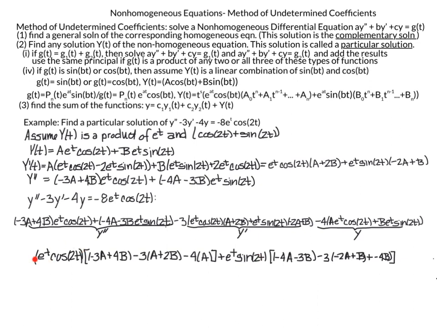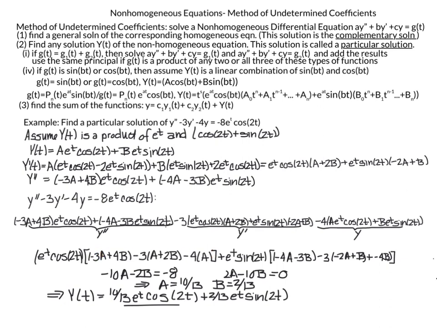So from grouping e to the t cosine 2t for my y double prime, I have my minus 3a plus 4b. And then from my y prime, I get my 3 times a plus 2b. And from my y, I get my 4 times, and I'm looking for the cosine a term. And then grouping for sine similarly, for my y double prime, I have my minus 4a minus 3b term. From y prime, I have my minus 3 times minus 2a plus b. And for my y term, I have my minus 4b.